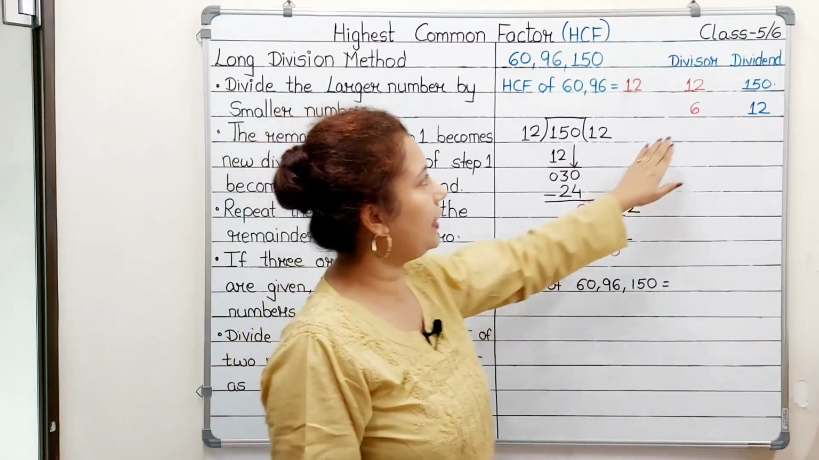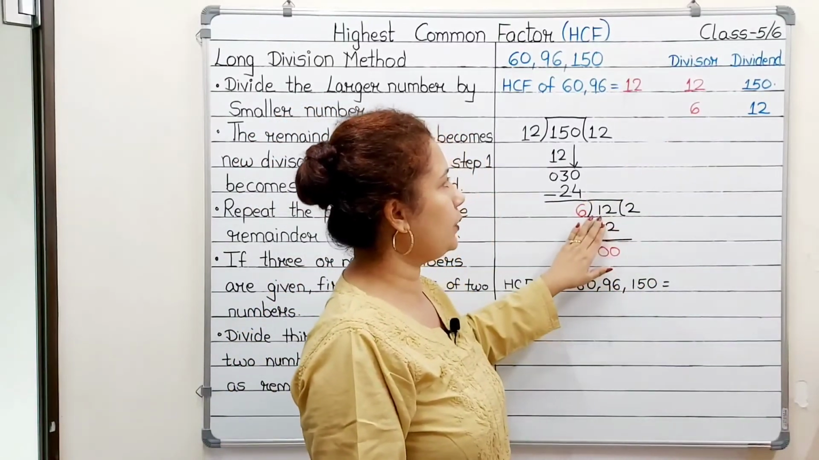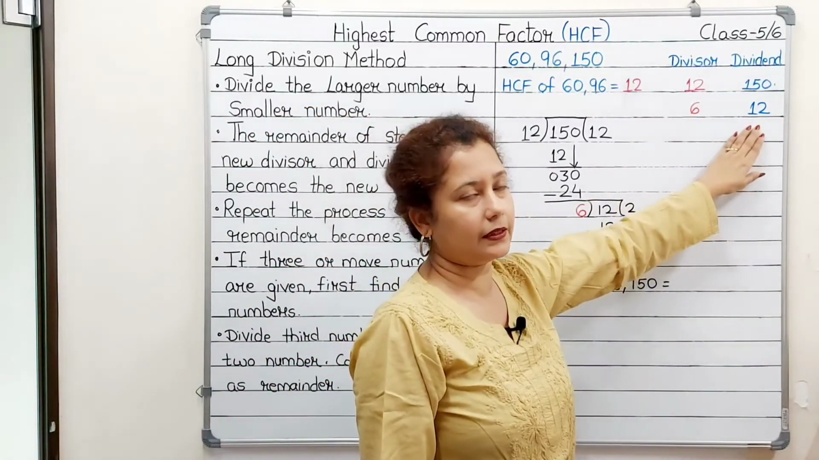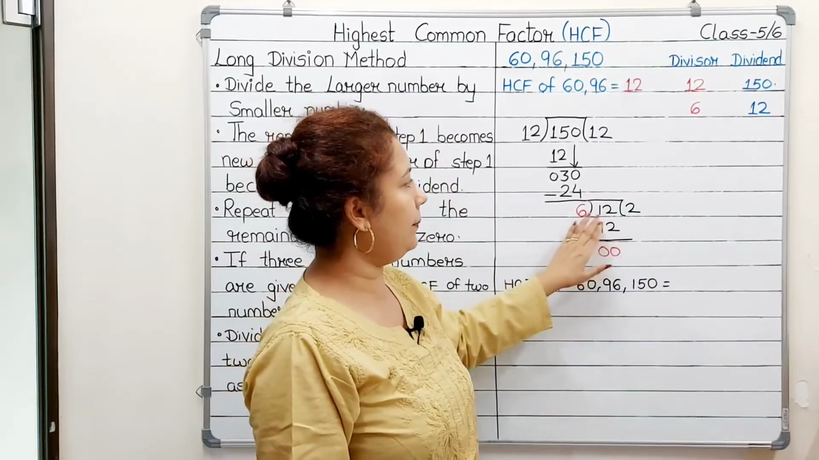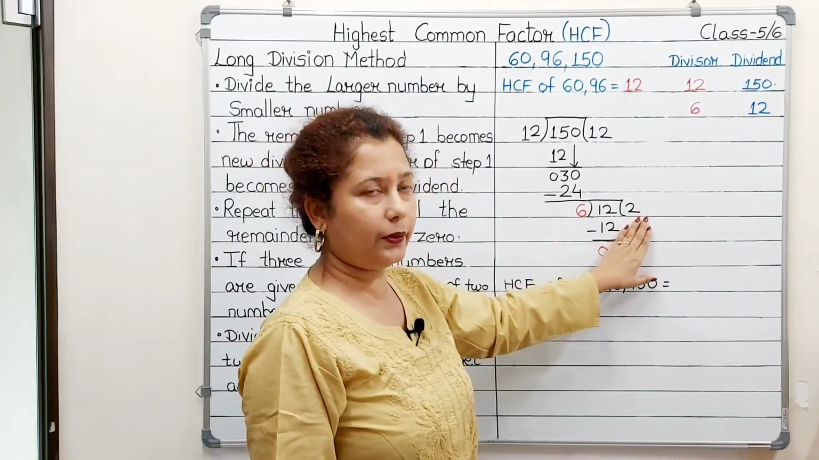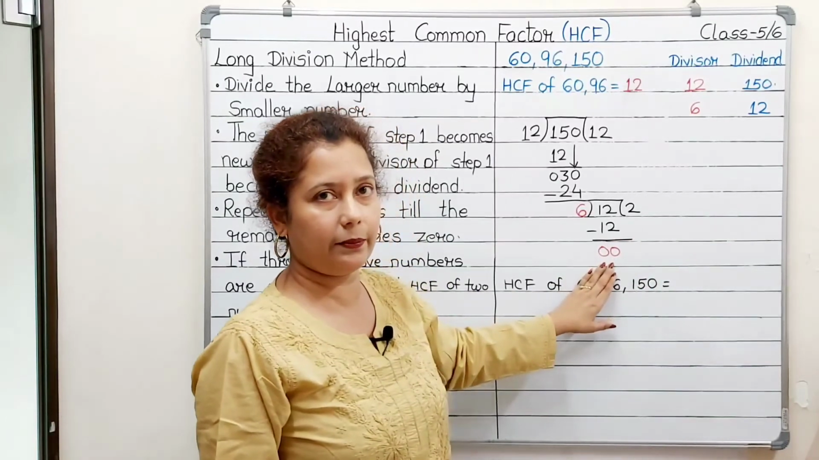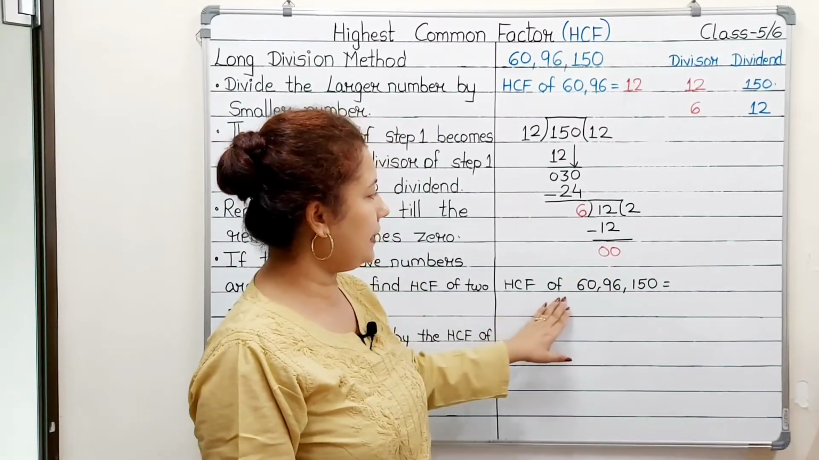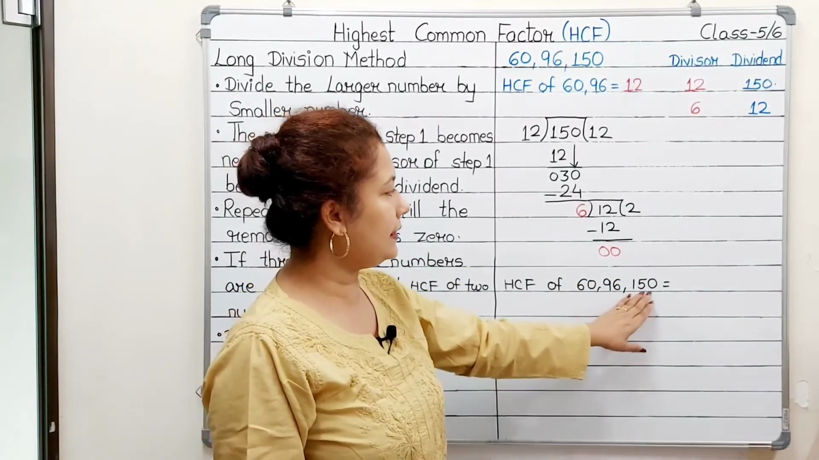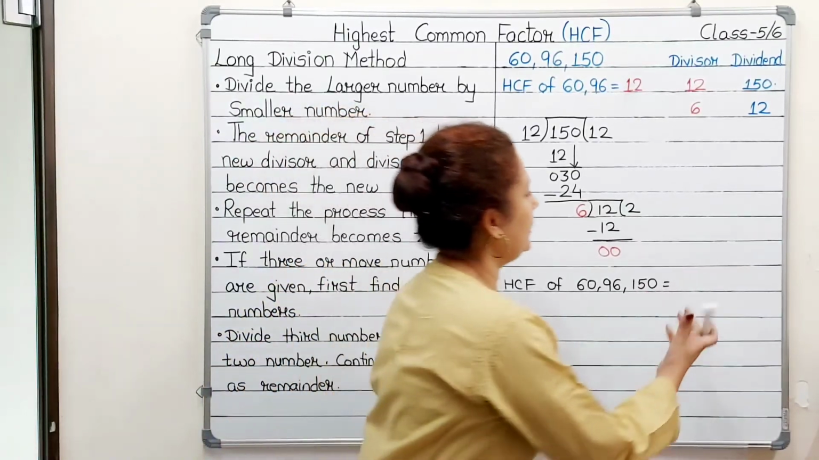Now here 6 will become our new divisor and 12 will be our new dividend. When we divide 12 by 6, we get 2 as the quotient and 0 as the remainder. So here HCF of 60, 96 and 150 is 6.